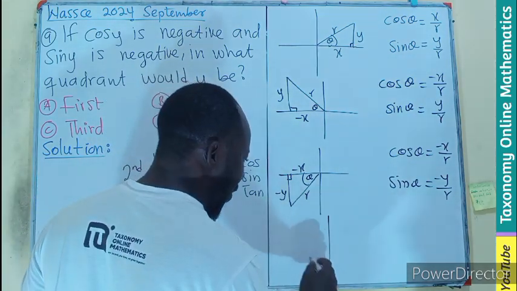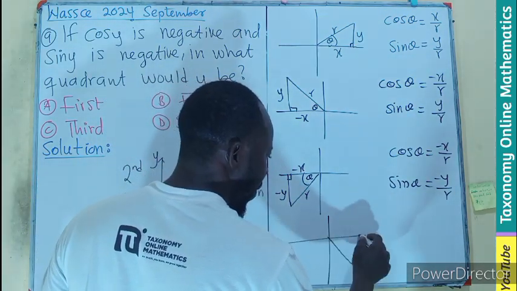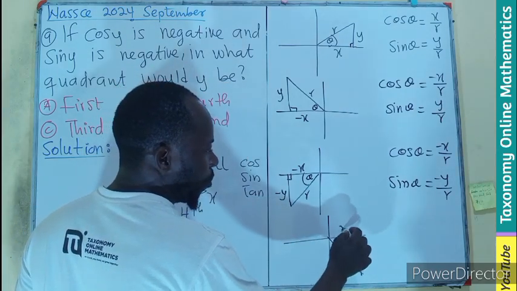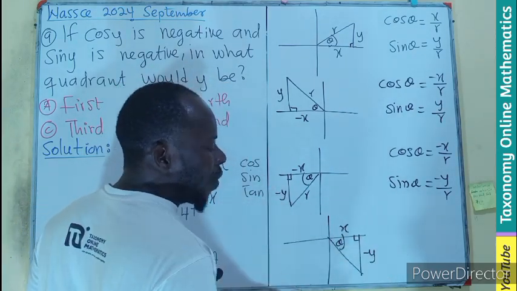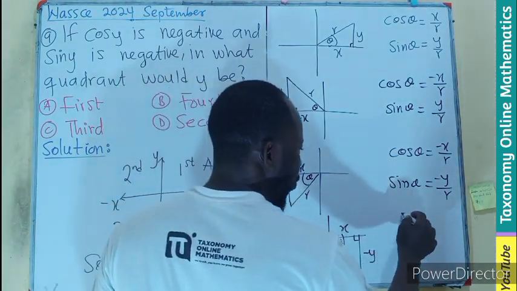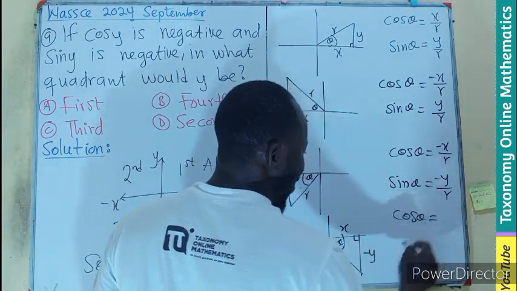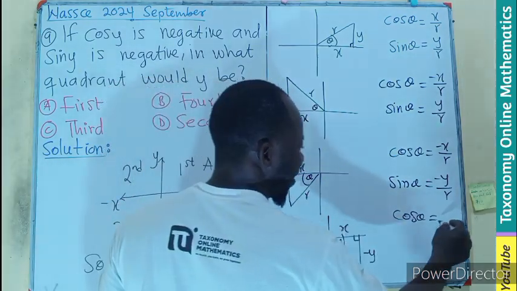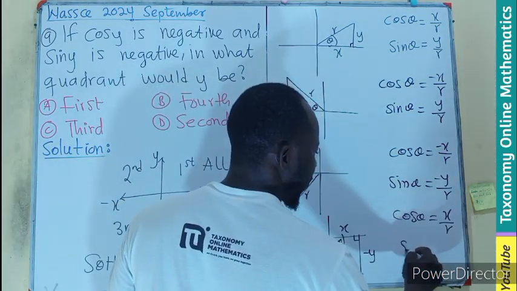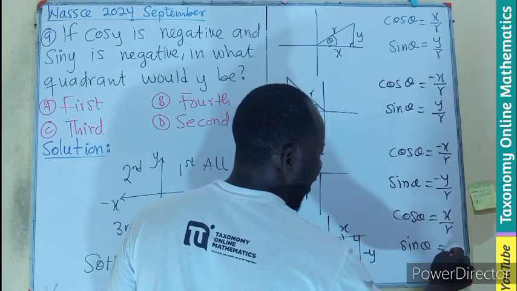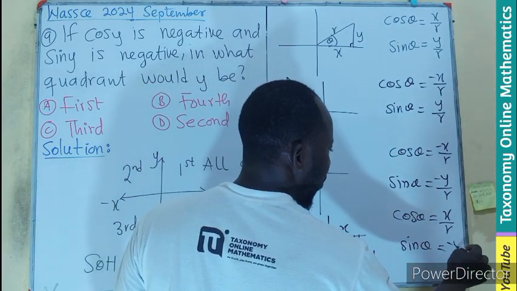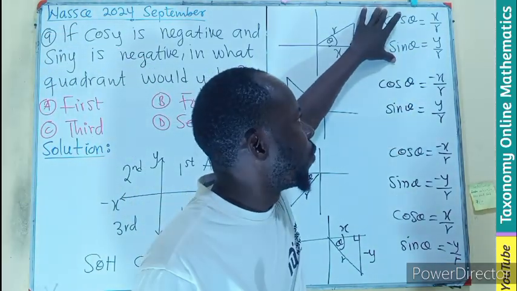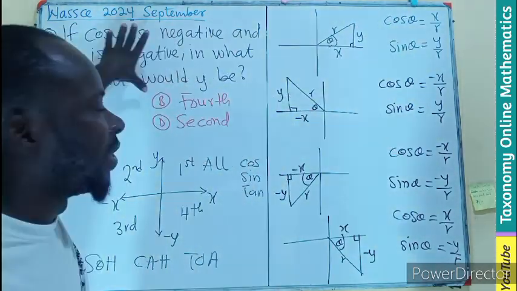Let's take the last one and see. It's going to be here. So we are going to have positive x, negative y, then the radius. So the cos of that angle is adjacent over hypotenuse, x over r. Sine of that angle is opposite over r, which is negative. So you can see in the first quadrant, both will be positive. So that is not what the question is saying.